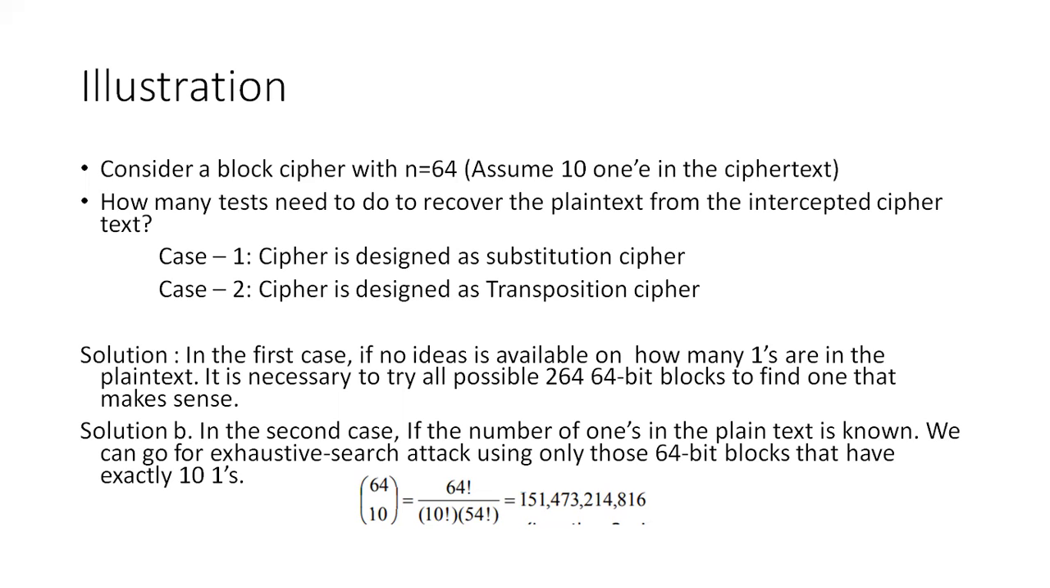In the second case, the number of ones in the plain text is known. In the first case, the number of ones in the plain text is unknown. In the second case, the number of ones is known, so we have to go for an exhaustive search attack. In that case, the number of possibilities we have to try is C(64, 10), the combination of 64 taken 10 at a time, where 10 ones are there. Then it becomes a very huge number.